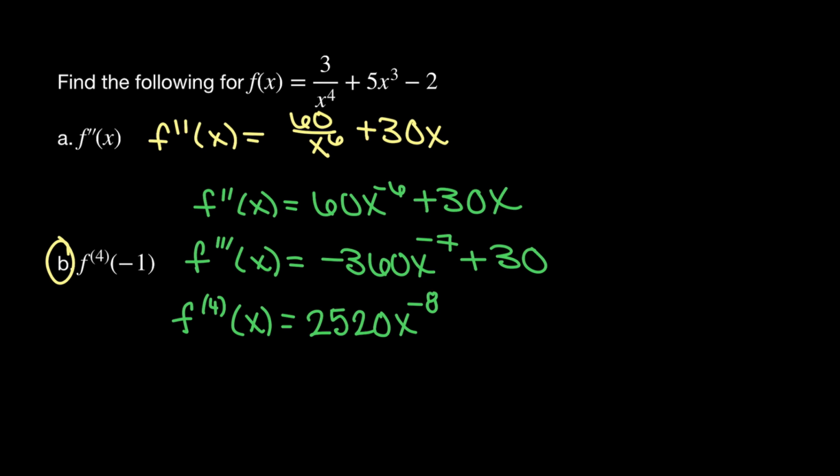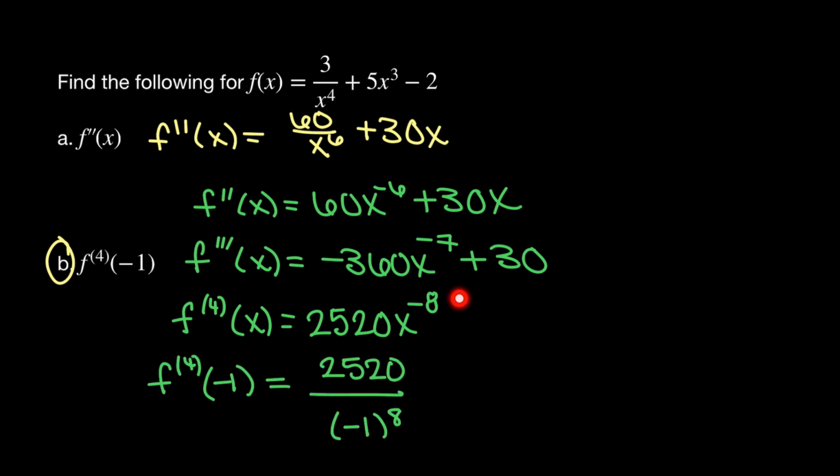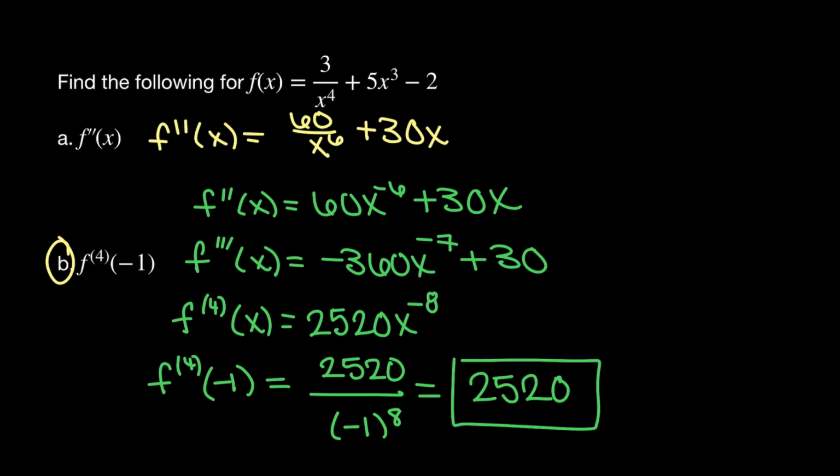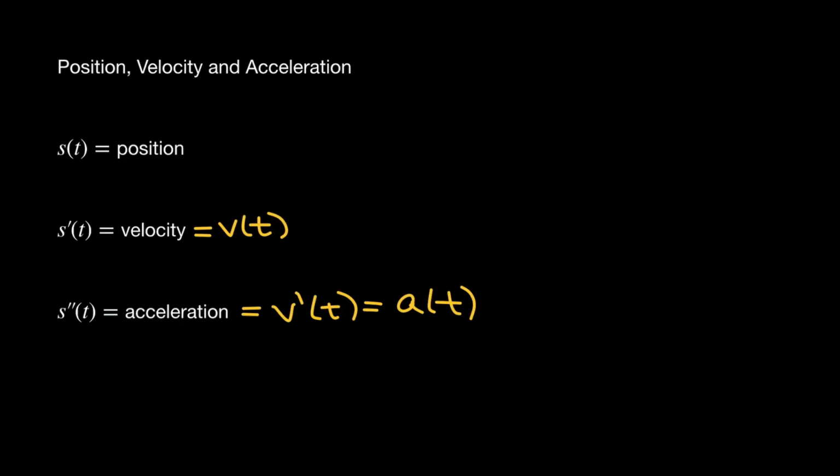And then to find my fourth derivative at x equal negative 1, I'm just going to plug in negative 1 for x. I did move the x to the negative 8 to the bottom and made it an x to the positive 8. So 2520 divided by negative 1 to the 8th is 2520. All right, so we can take higher derivatives by just continuing to take derivatives of derivatives. And in this video, I want to show you one specific application of higher derivatives, of the second derivative, but we'll continue with this topic a little bit later on as well.